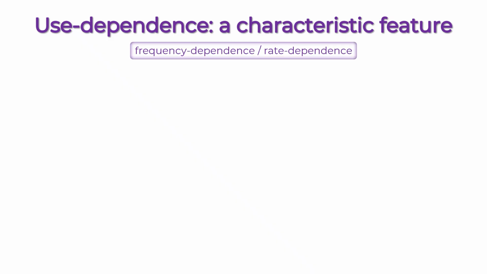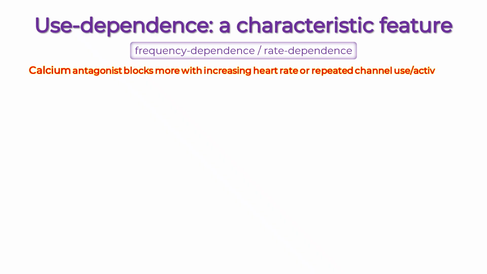A characteristic feature of calcium antagonists is that they show use dependence, sometimes called frequency or rate dependence. That means the drugs block calcium channels more strongly as the channels are activated or used more often. For example, during rapid action potential firing in a cardiac arrhythmia.